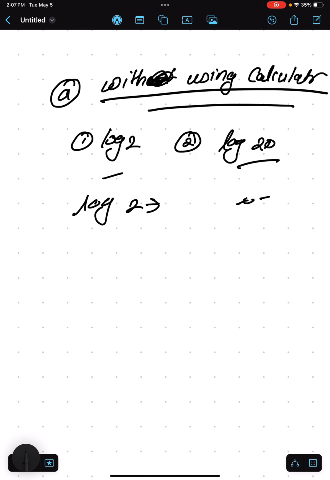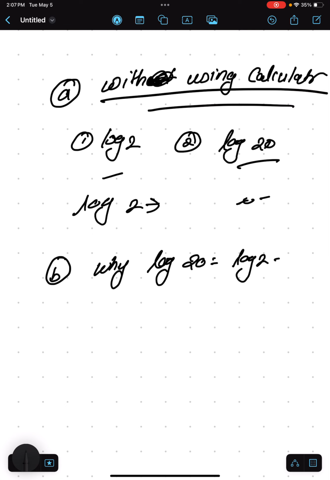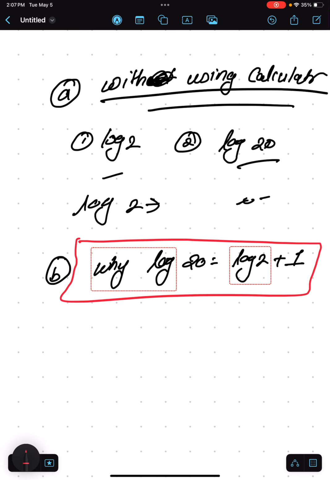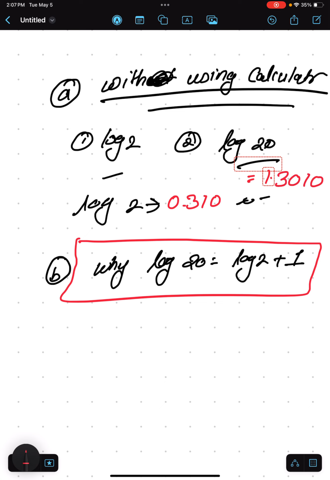But now the question is here. Explain why log 20 is equals to log 2 plus 1. So this is the question. So if you can do this, please do this. So before that, the answer for log 2 is near 0.3010, and for log 20 it is 1.3010. So now my question is, why log 20 is equals to log 2 plus 1? That you need to prove.